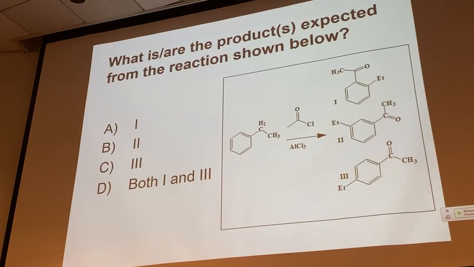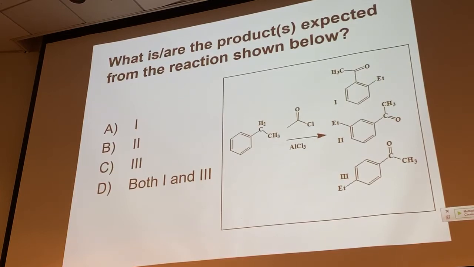Now our ketone that we installed is a deactivator, but that doesn't matter. That's the new group that we installed. We're looking at the substituent that was there in the first place. That's an activator and an ortho-para director. So 1 and 3 will be the major products. Any questions?